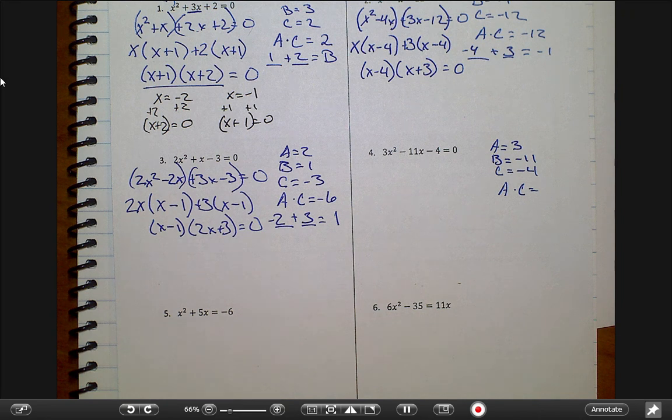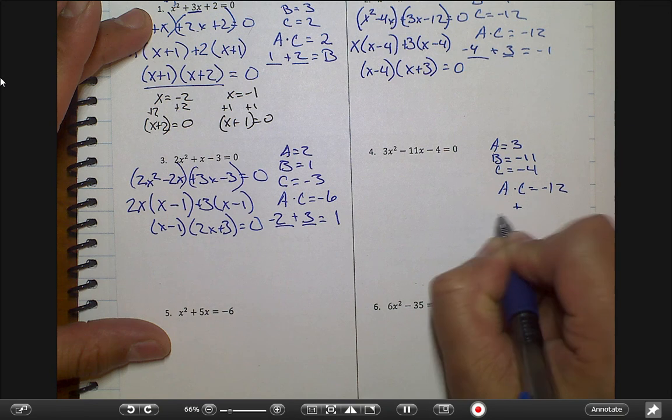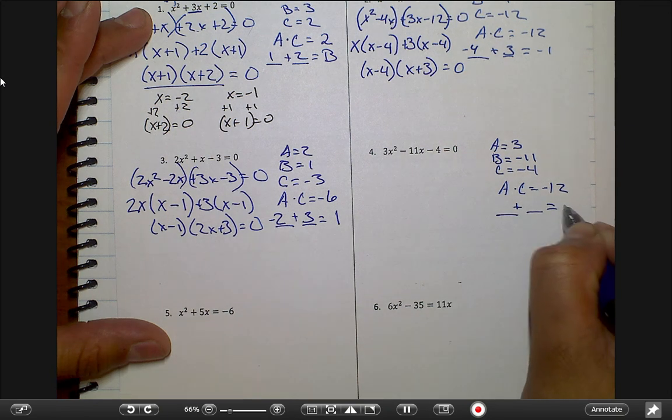Multiply, they add together. Okay, so these steps right here are usually the hardest part. So let's see if I can help you with this. So A times C gives me negative 12. And my B value is negative 11.